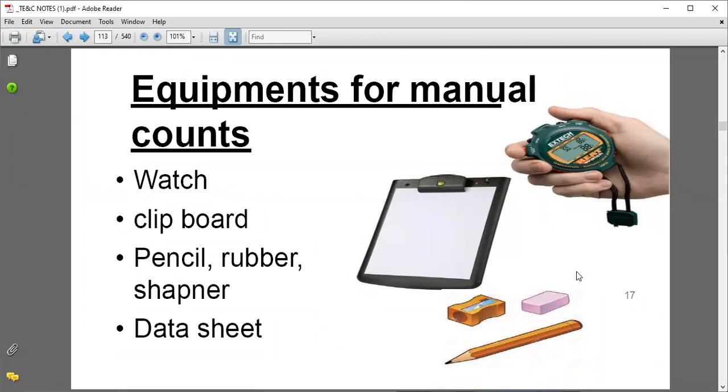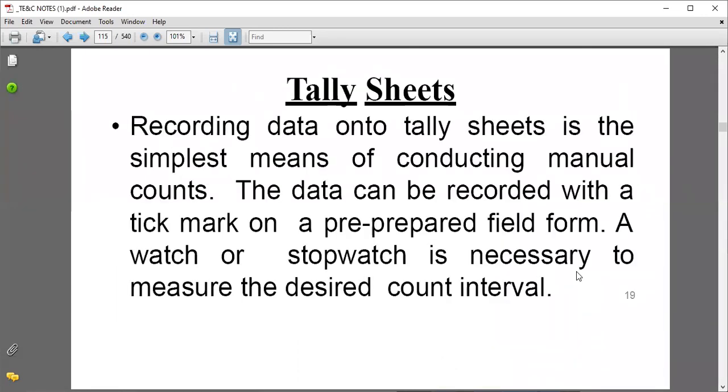The second one is the data sheet. Again, there is a sharpener, a pencil, and a clipboard. With the clipboard, there is a paper. On this paper we can write whatever vehicles we see. We can divide the vehicles into big vehicles and small vehicles. Again, there are pedestrians, and we count how many pedestrians are moving. Likewise, we make the summary sheet. You can see here what type of sheet it is.